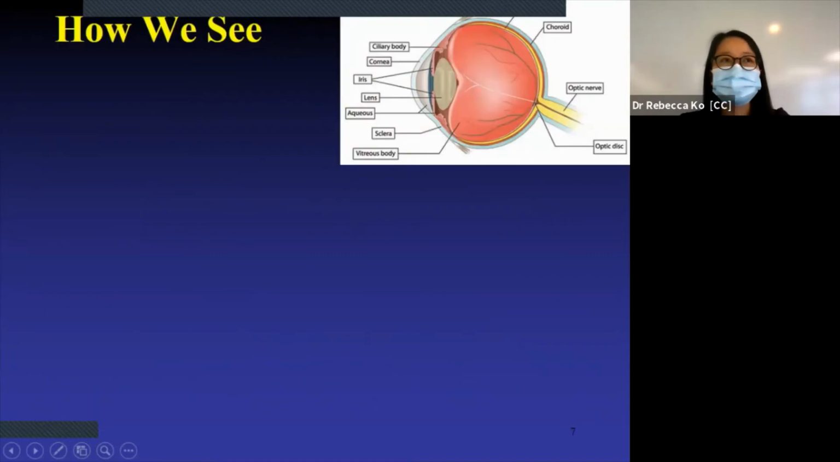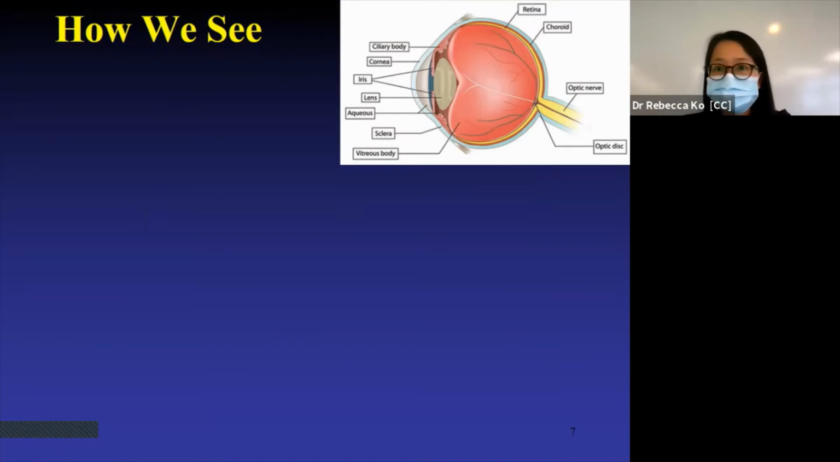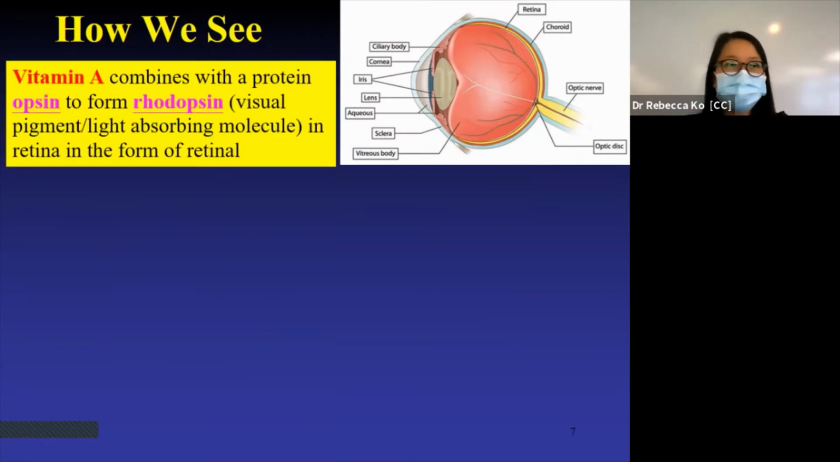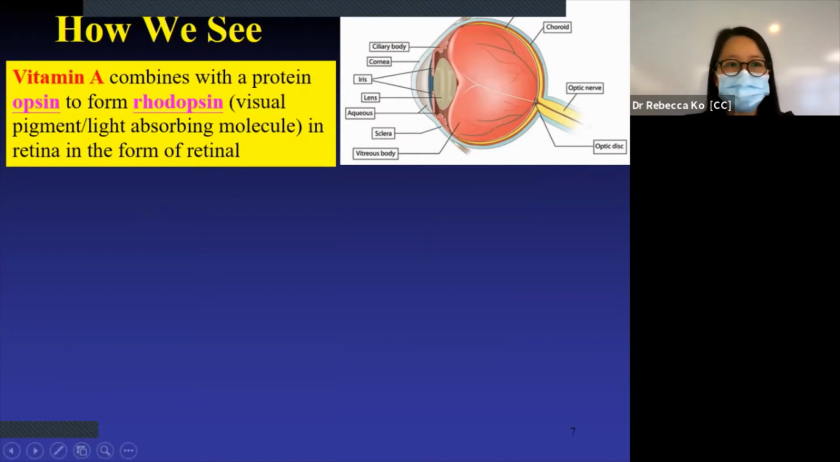Well, you know, vitamin A is essential for visualization. So how can we see things around us? Because we need this vitamin. Vitamin A combines with the protein opsin to form rhodopsin, which is a visual pigment, or you may say a light absorbing molecule. And this light absorbing molecule can be found in the retina.